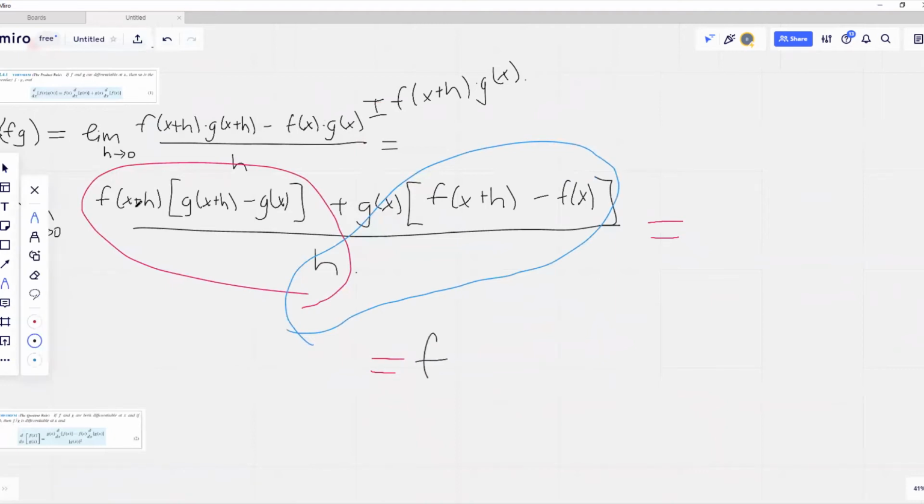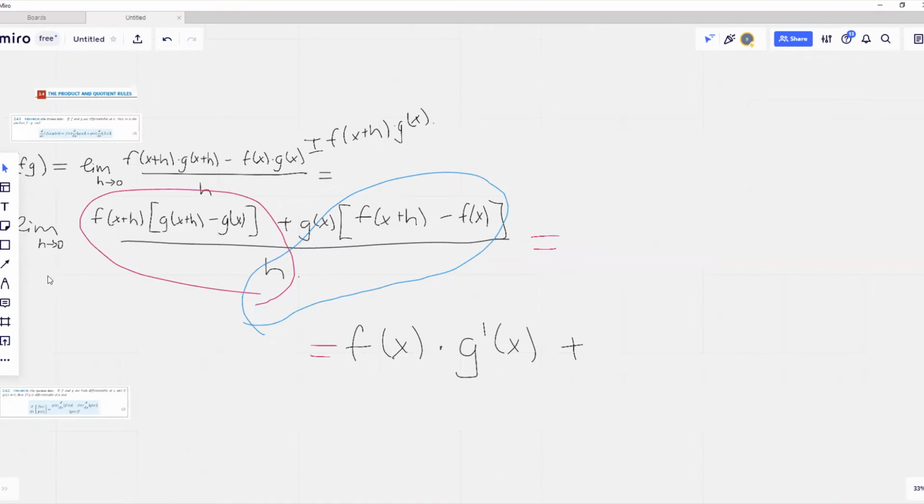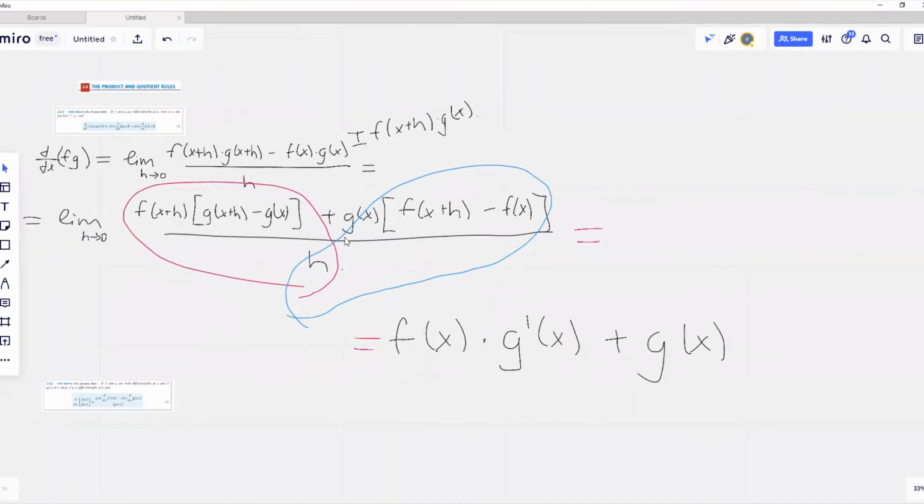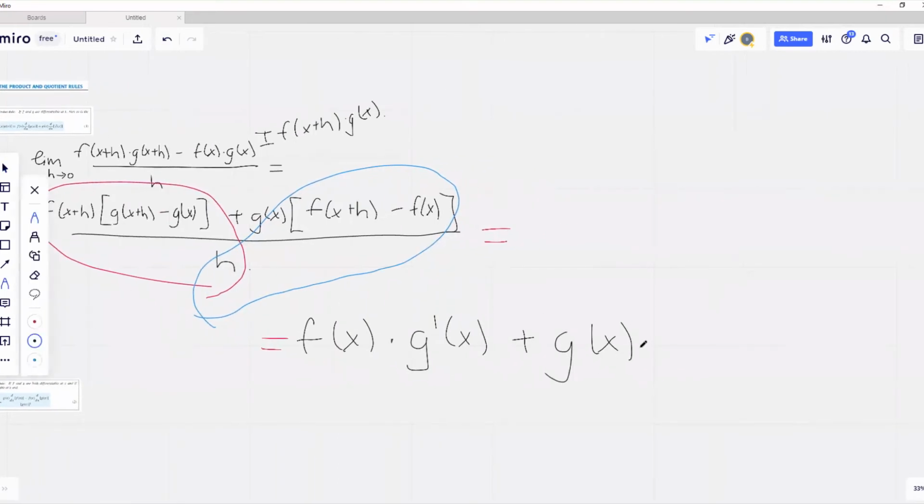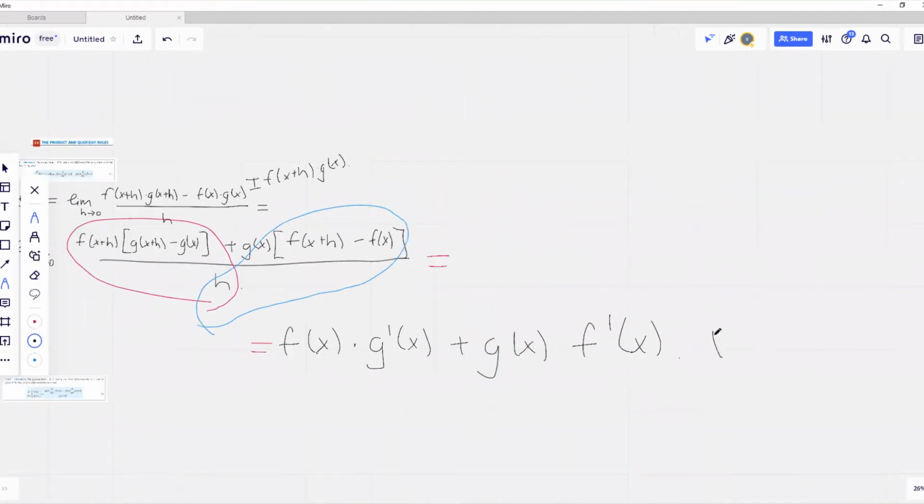So we are finally going to be left with f, which when h is approaching 0 is simply f of x, multiplied by the derivative of g, plus g. Here we can factor this out of the limit sign since it's invariant of h, multiplied by the derivative of f, which was required to prove.